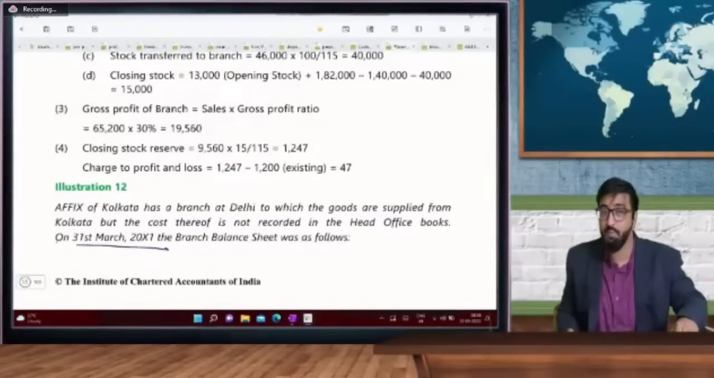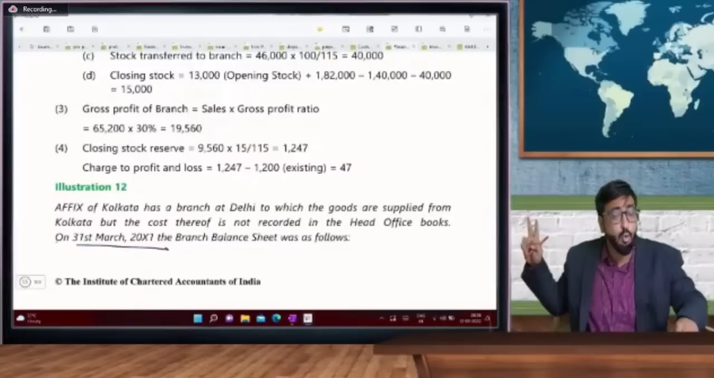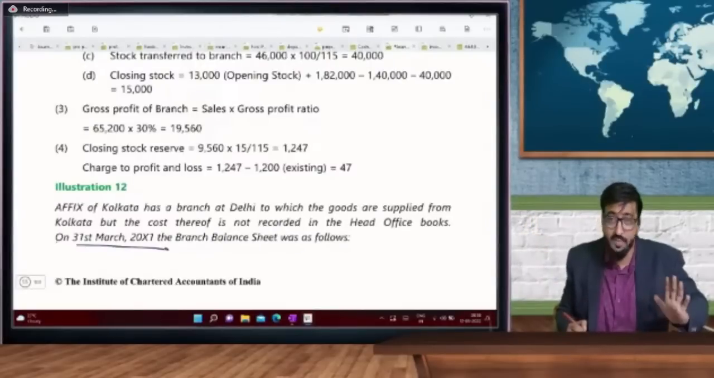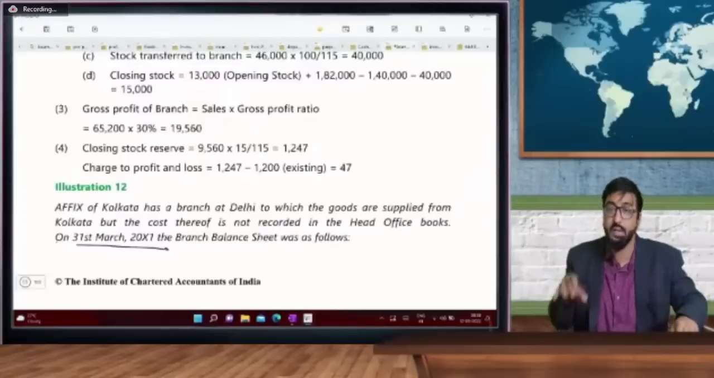Did you think, before my explanation, that there are 2 different ways of illustration 11 and illustration 12? Yes. If you understood, very good; if you didn't, now you understood it.